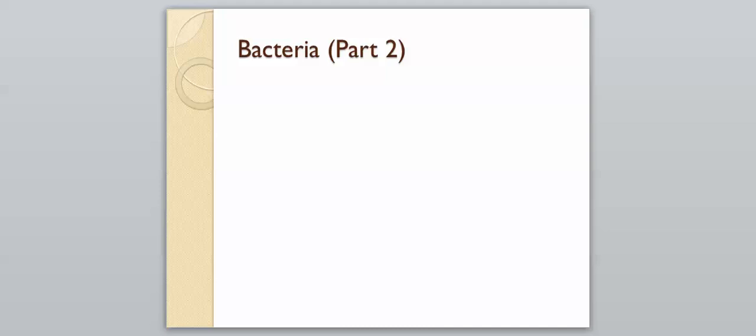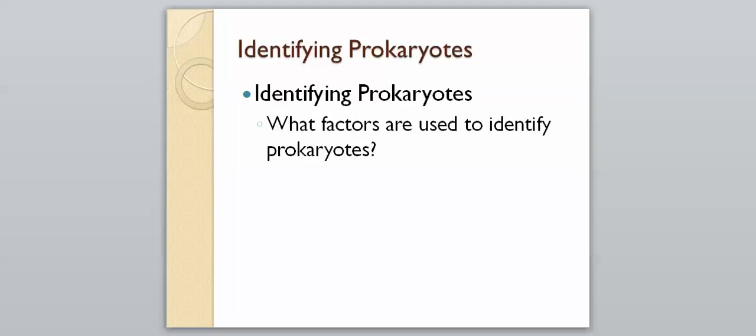We're on bacteria part 2 today. What we're going to talk about today is more ways that we identify prokaryotes. So we know now that they're put into two groups, if you remember, the eubacteria and the archaea bacteria. Now we're going to look at some more specific things that we use to actually identify them on an individual level, more specific than just putting them into one of those two groups.